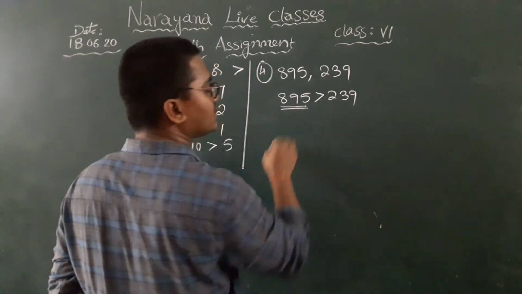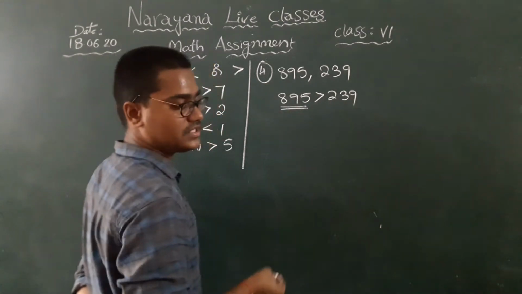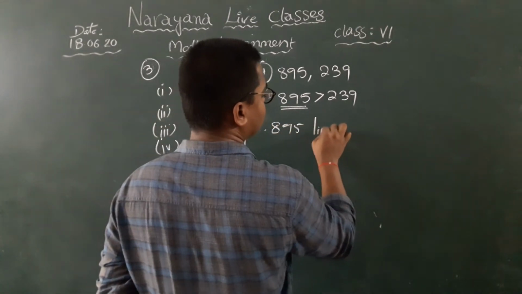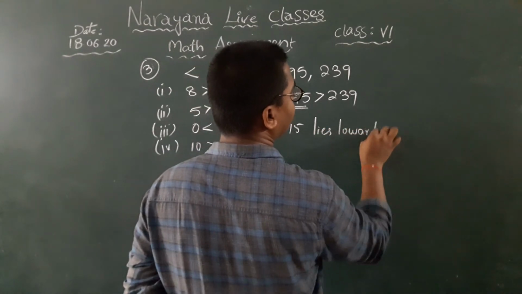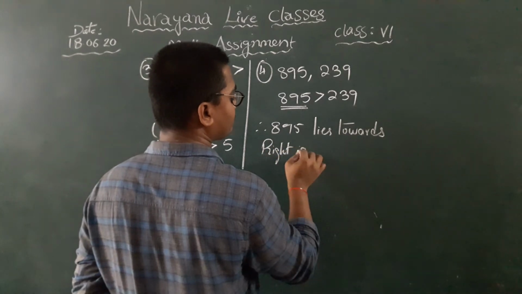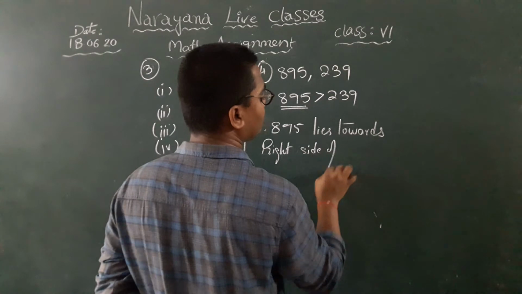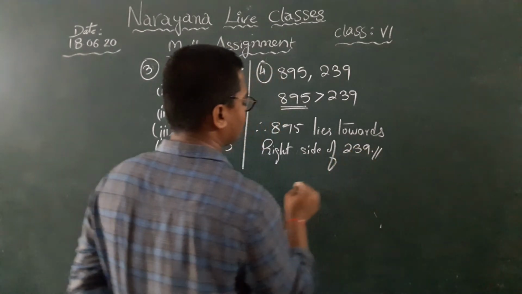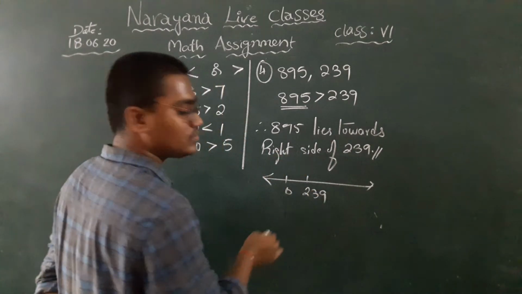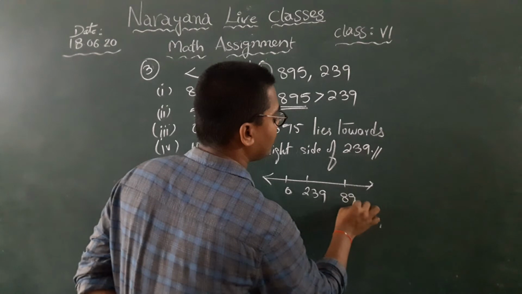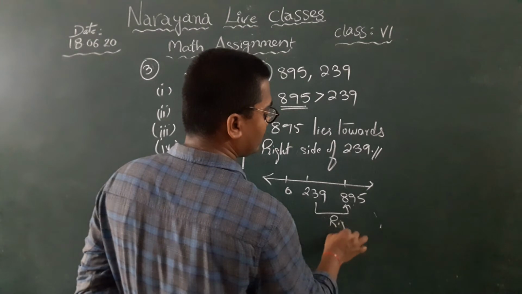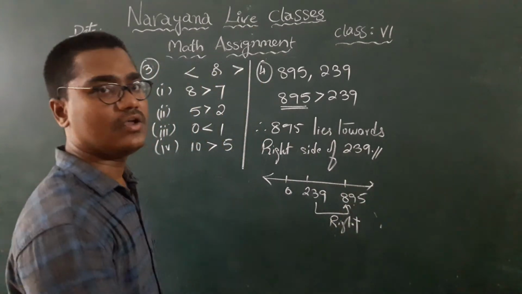The number which is greater lies towards the right side of the number which is lesser. That means 895 lies towards the right side of the other number, that is 239. So when you draw a number line, obviously 0, 239 lies nearer to 0 when you compare 895. So obviously this 895 lies towards the right side of 239. I hope it is clear, children.